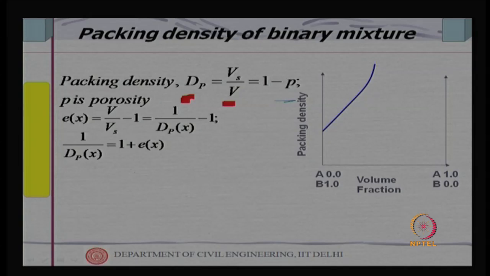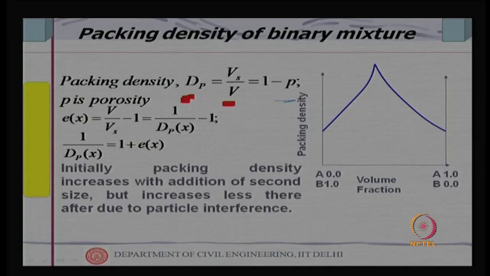So, packing density, if I try to plot with x, because Ex is known, with equations where x were available, this is for 1 minus x, Ea into 1 minus x if you recall, and from this side again Ex expressions were available, and this will give me a nonlinear curve of this kind, and from this side also, if I plot at the same x star, you will have maximum packing density. So, initially packing density increases with addition of the second size, but increases less after due to some particle interference, following this form of a curve.